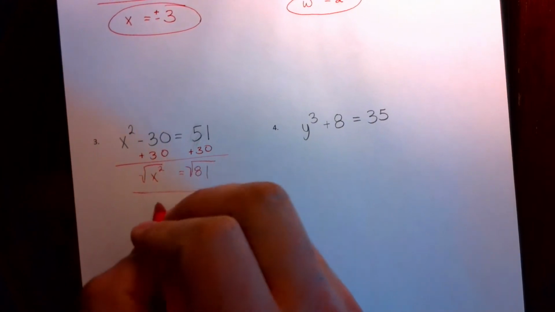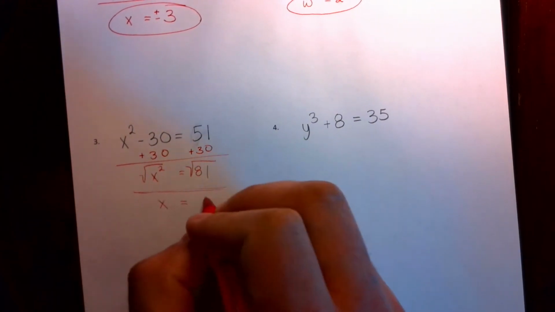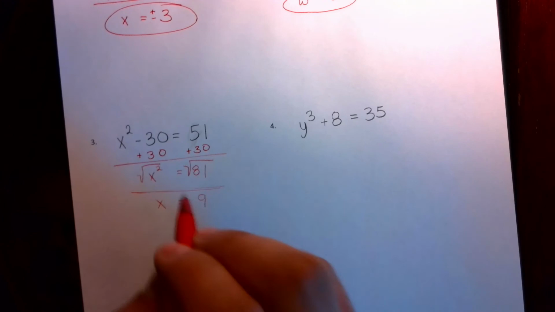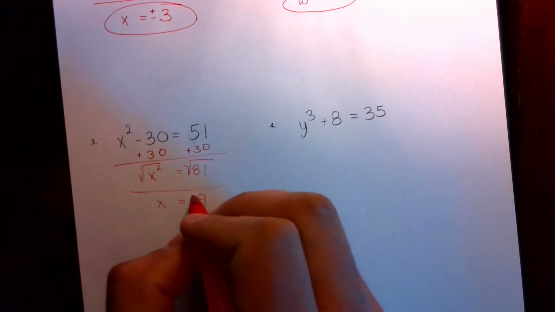Let's see if this works here. x equals 9. And again, since I took the square root of both sides, I need the plus or minus sign.